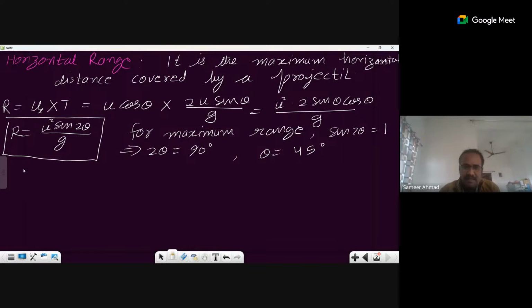At 45 degrees, the range will be maximum, and how much will it be? U square upon g. This is the maximum horizontal range.